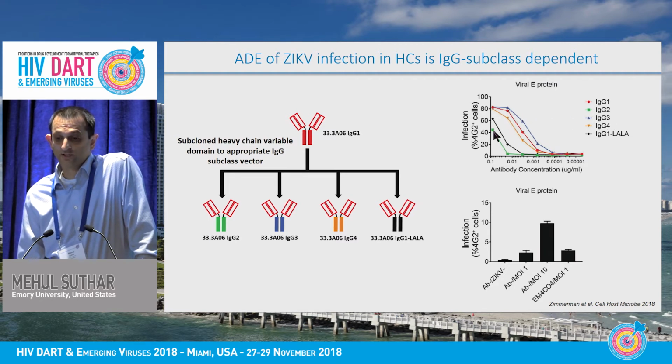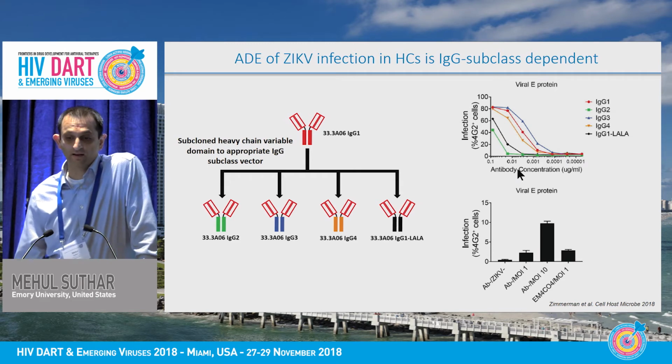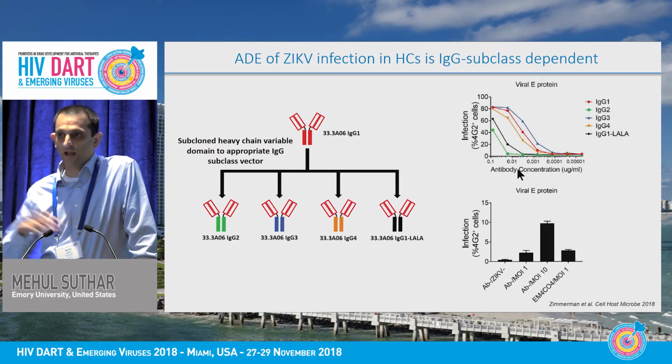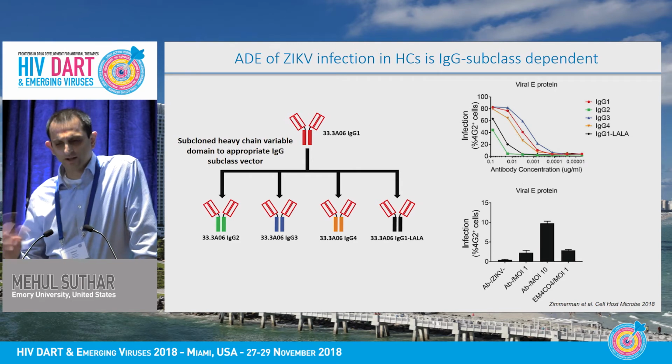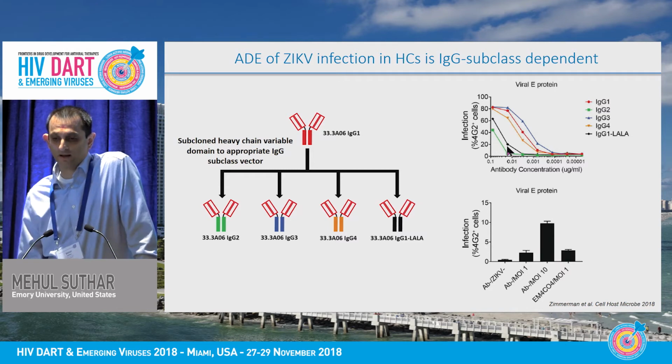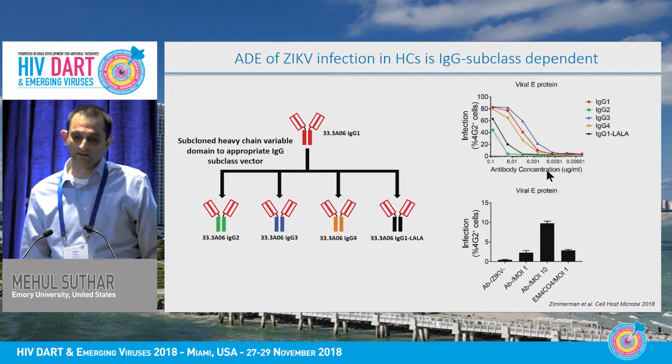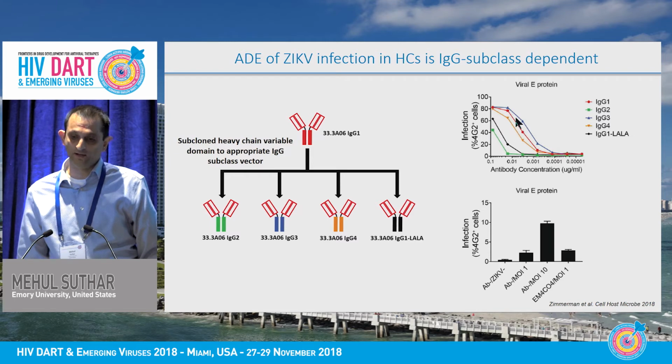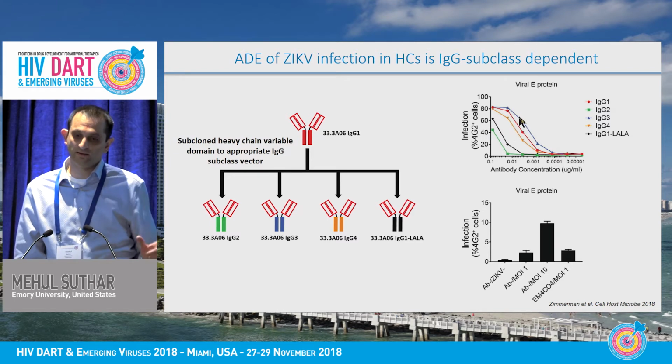What's interesting is IgG2 has a very poor enhancement ability within these Hofbauer cells, suggesting that this may be operating through an Fc gamma receptor 2-dependent mechanism for entry. And this is something that we're looking at in a bit more detail. But what this does show is that the antibody-dependent enhancement is IgG subclass dependent.